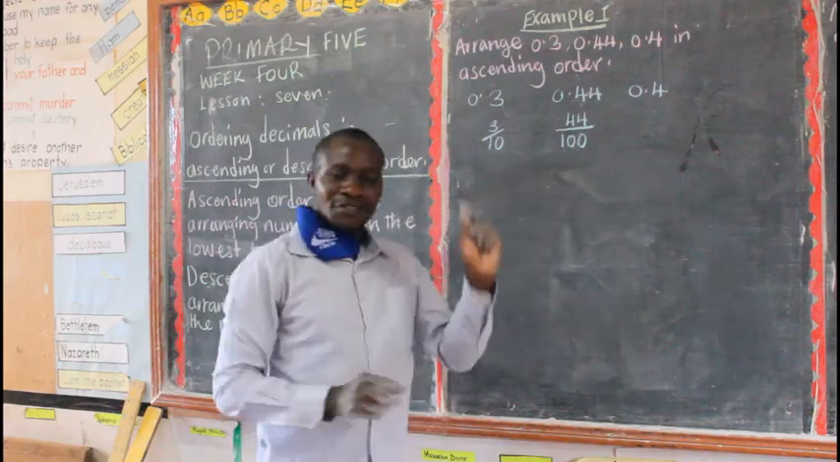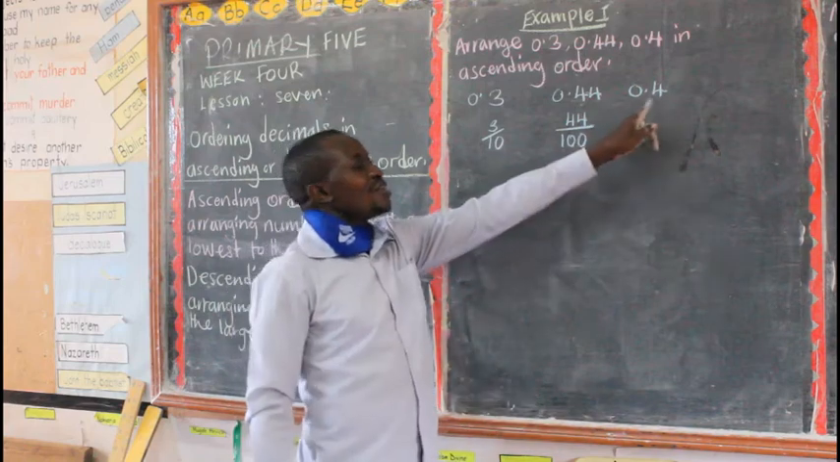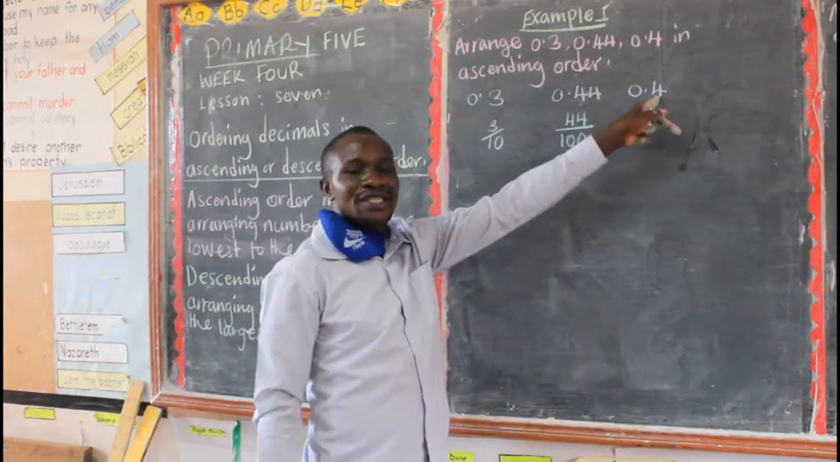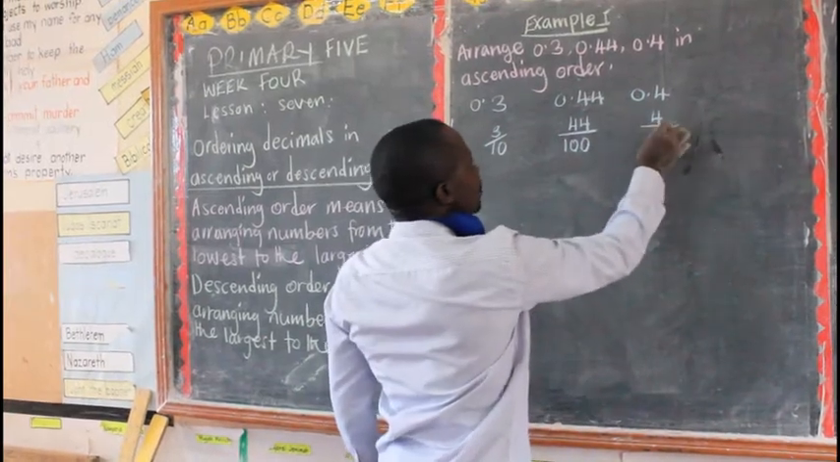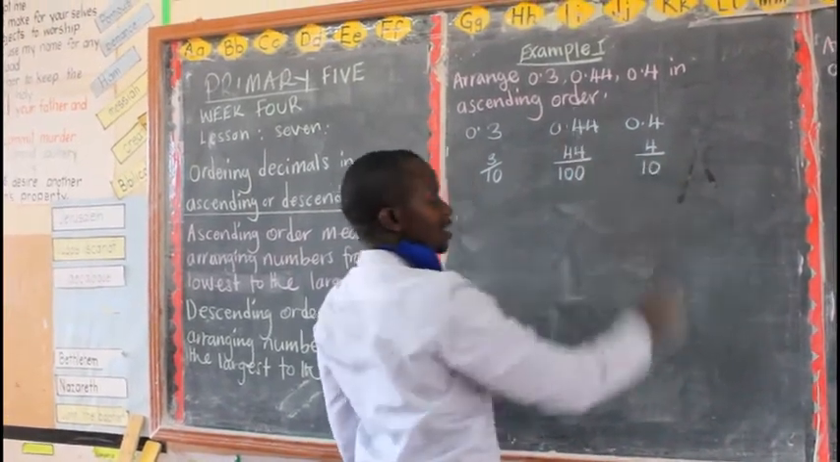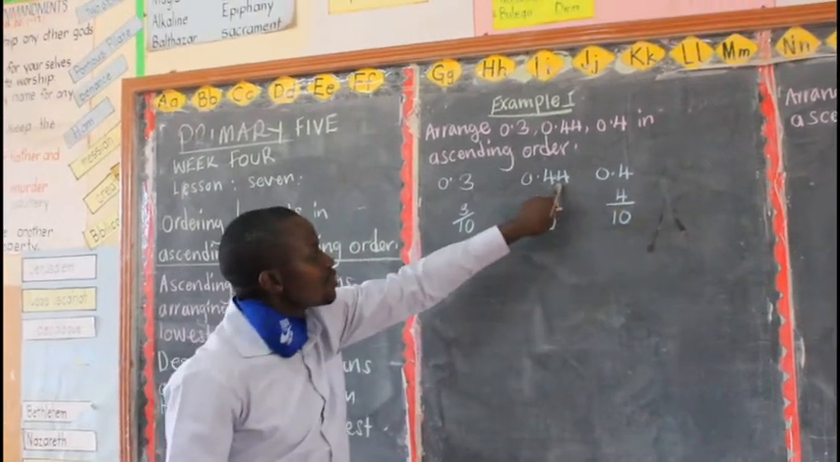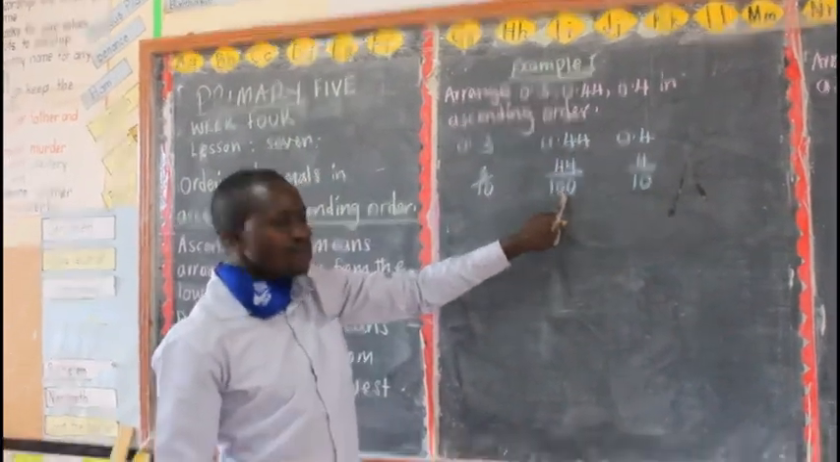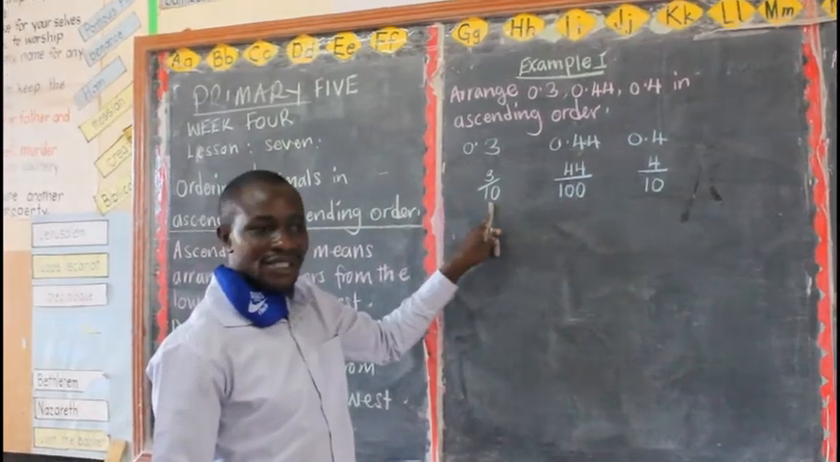Each digit after the decimal point stands for 0. So now here we have only 1 digit after the decimal point. So this one is going to be 4 out of 10 because it is just 1 digit after the decimal point. This one was having 2 digits after the decimal point, it is out of 100. Then this one was also 1, it is out of 10.